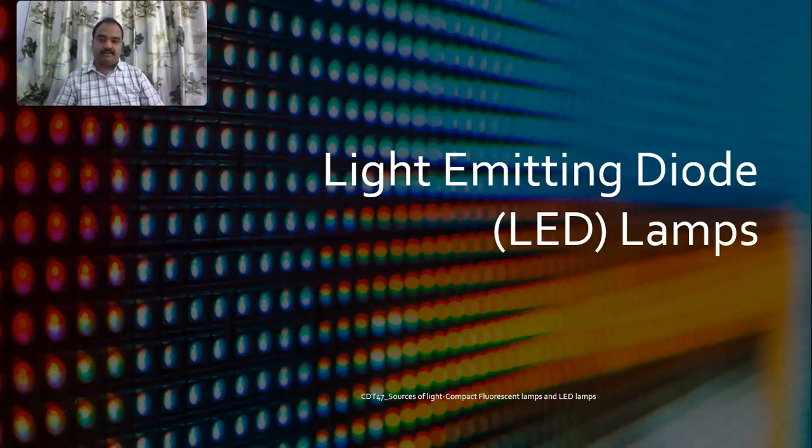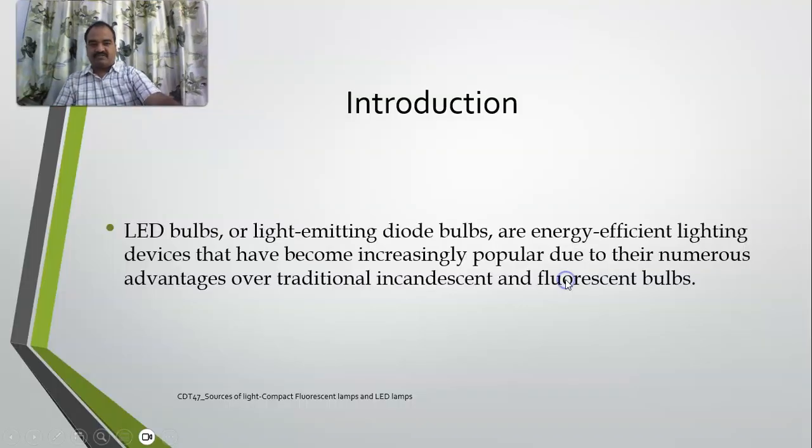Now we will discuss light emitting diodes, the modern trend in the illumination scheme. The light emitting diode lamps are often called LED lamps for short. Now we will see the principle of operation of LED lamps. They are considered to be very highly energy efficient lamps, and they are becoming very popular due to their numerous advantages when compared to the traditional incandescent and fluorescent bulbs.